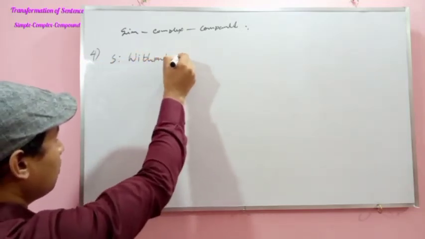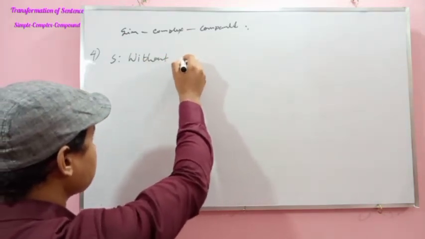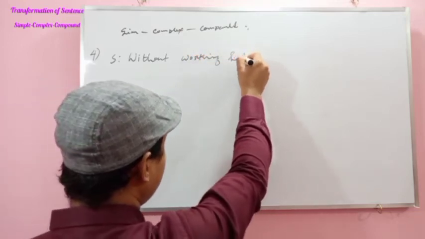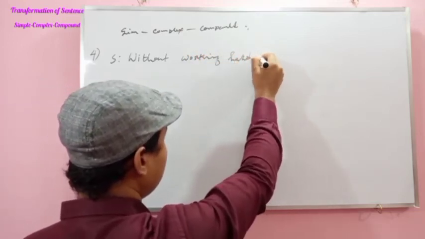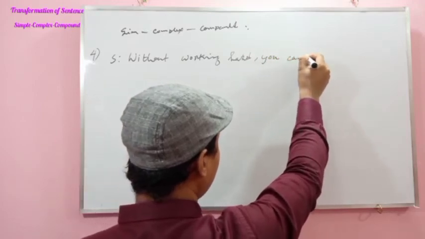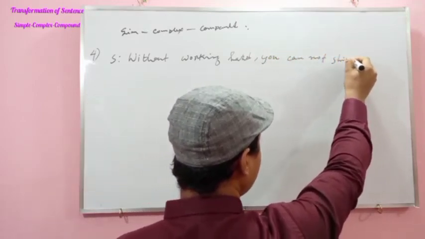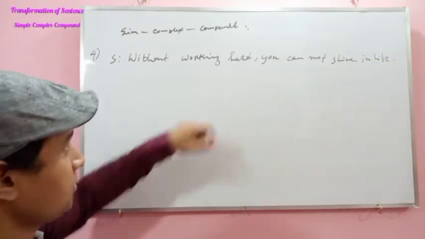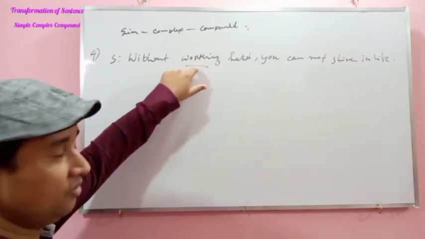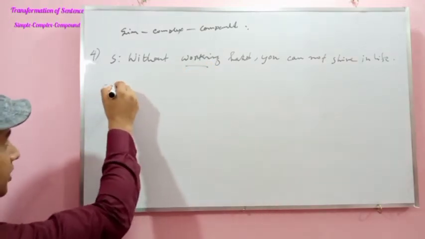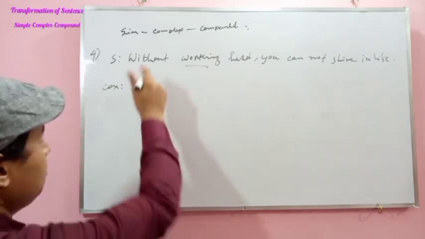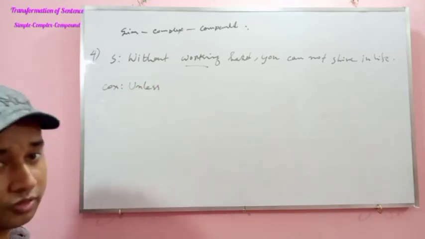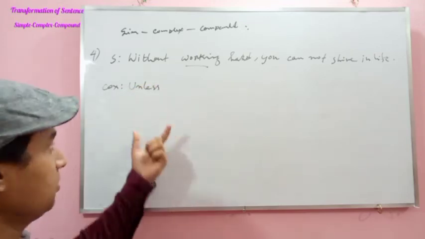Technique number 4. First the example is: without working hard, you cannot shine in life. This is also an example of simple sentence because this verb is non-finite, not a finite verb. So I will transform it into complex. When you find without plus verb plus ing, you will give unless or if not. Unless or if not at first.